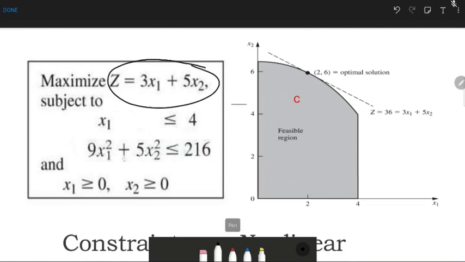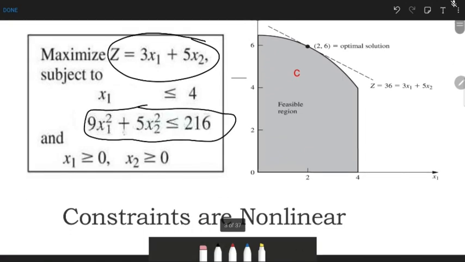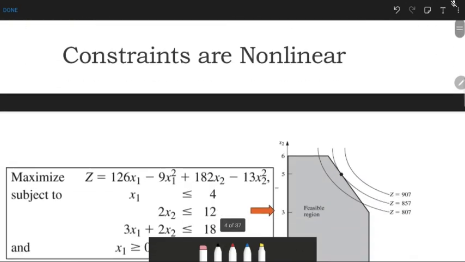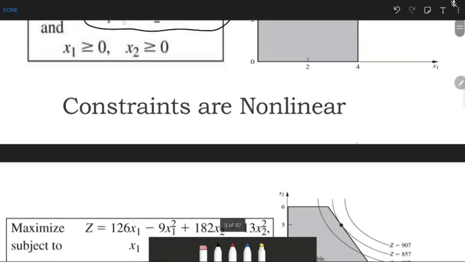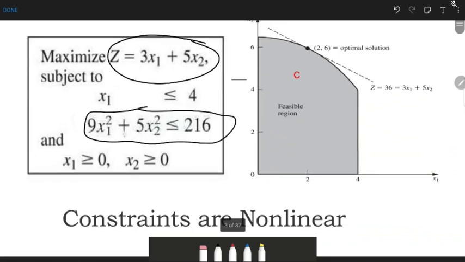Even the constraints, look at the constraints as well. Your objective function is very much linear, but the constraint is non-linear. This is also non-linear. So not only the objective function could be non-linear, but even if constraints are non-linear, then the problem becomes a non-linear programming problem. That's it.